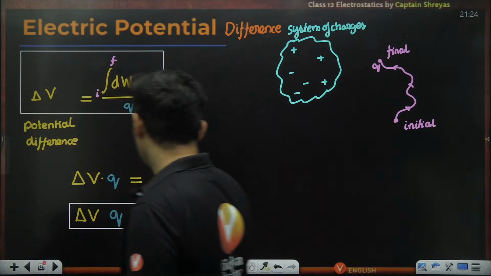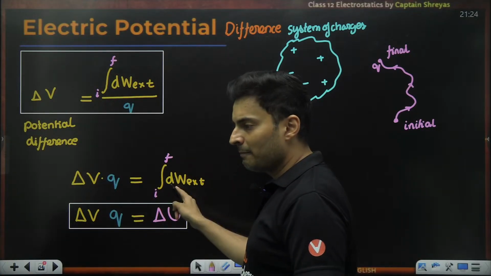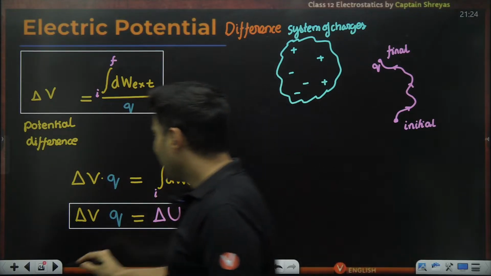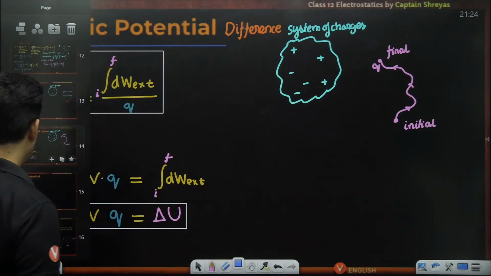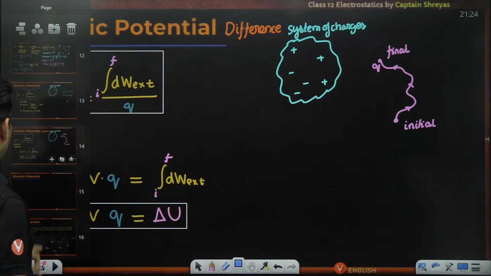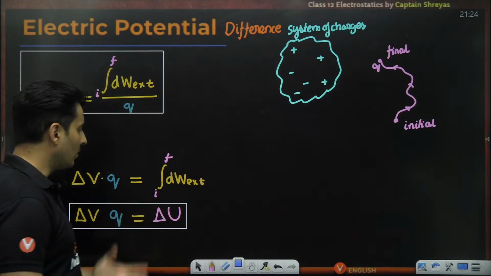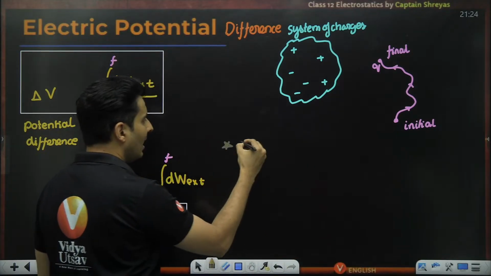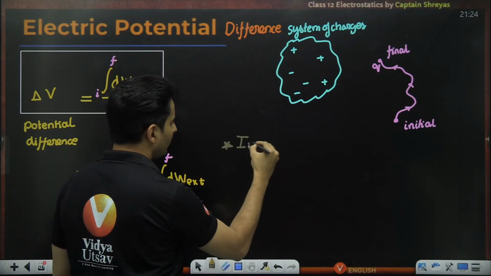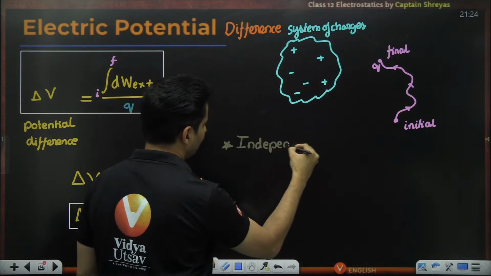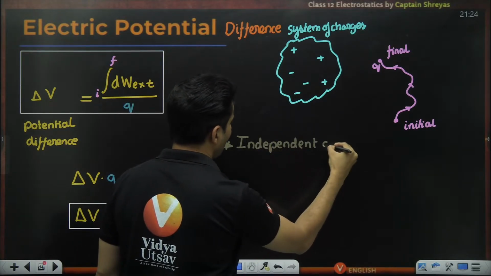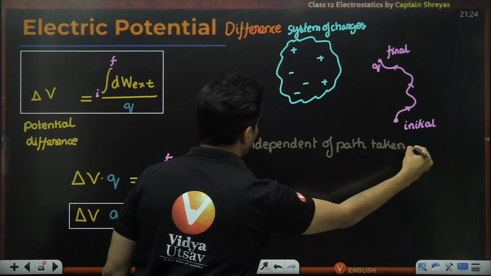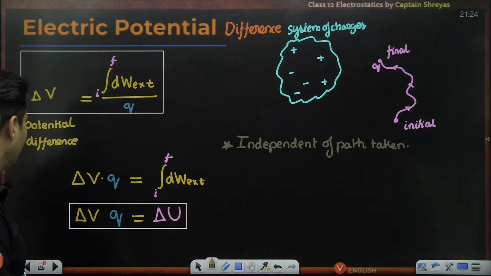All right. Perfect. So I know the total work done, and the total work done will be the change in the potential energy. So a very important formula. Now that we know what the meaning of potential difference is and how to calculate it, please keep in mind that all of these are always independent of the path which is being taken.